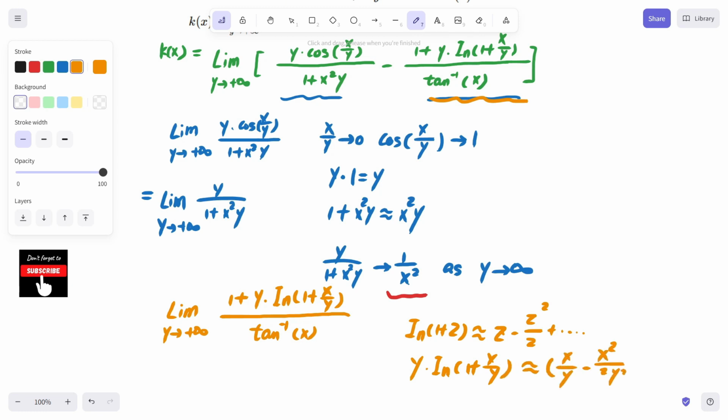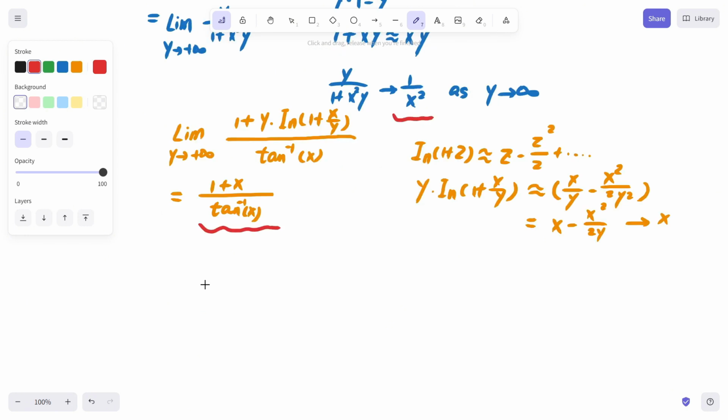Now, we'll multiply this by y. We get x minus x squared over 2y. As y grows very large, the second part vanishes, and we are left with just x. So now the full numerator becomes 1 plus x, and the denominator is inverse tangent of x. So the second term approaches the value of 1 plus x, divided by inverse tangent of x.